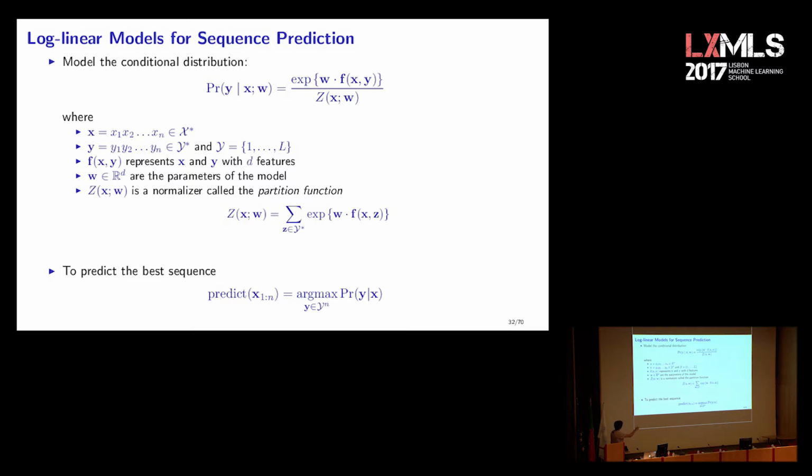Up to here it's the same. We have input sequences, output sequences. We have a representation of x and y into a d-dimensional feature space. And then we have a weight vector in the same feature space.